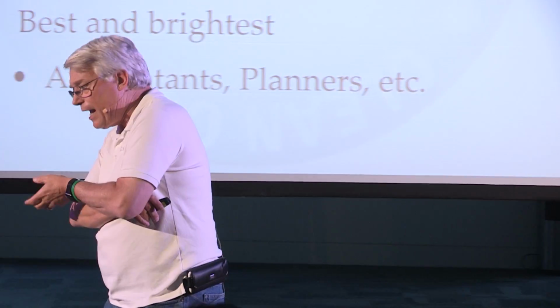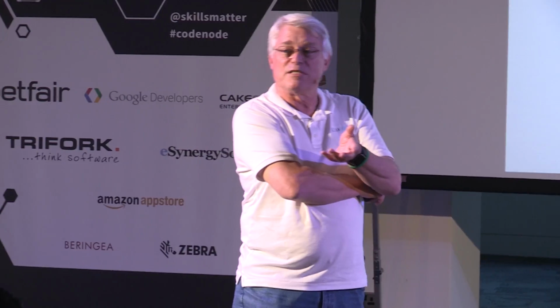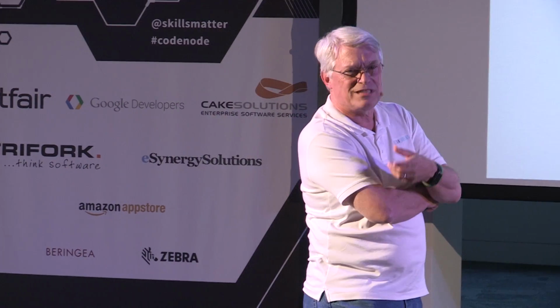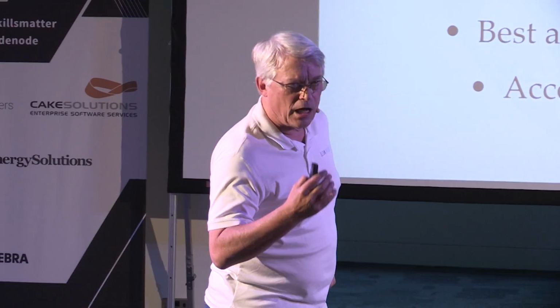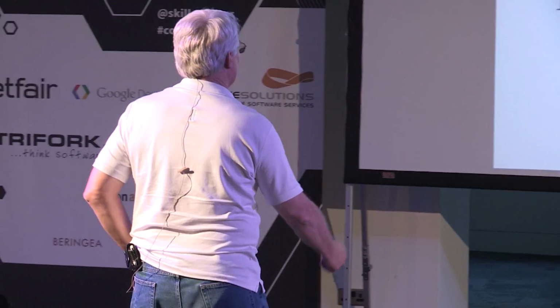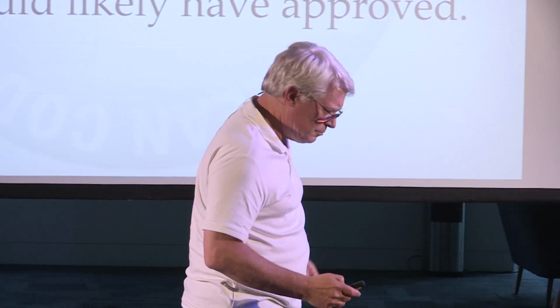And these people were, again, older, more mature. They understood the business they were in. They'd been in that business for a long time already. They already understood management. They understood schedules and deadlines. These were not 22-year-old kids out of school. Though not mathematicians, they were experienced, disciplined professionals, and I like to think that Turing would have approved. He might have shirked and said, well, they're not mathematicians, but at least they're disciplined.